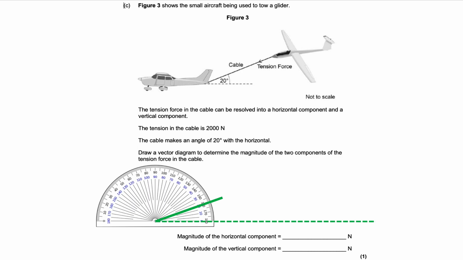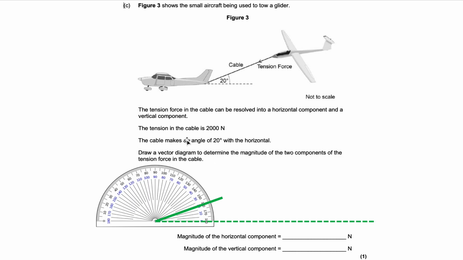The cable makes an angle of 20 degrees with the horizontal. Draw a vector diagram to determine the magnitude of the 2 components of the tension force. So magnitude just means find the number of newtons acting down and the number of newtons acting to the left separately. And draw a vector diagram, that's going to be drawn to scale. That means we're using arrows to show our forces, with the length of the arrow showing us the magnitude or size, and the direction of the arrow showing the direction.